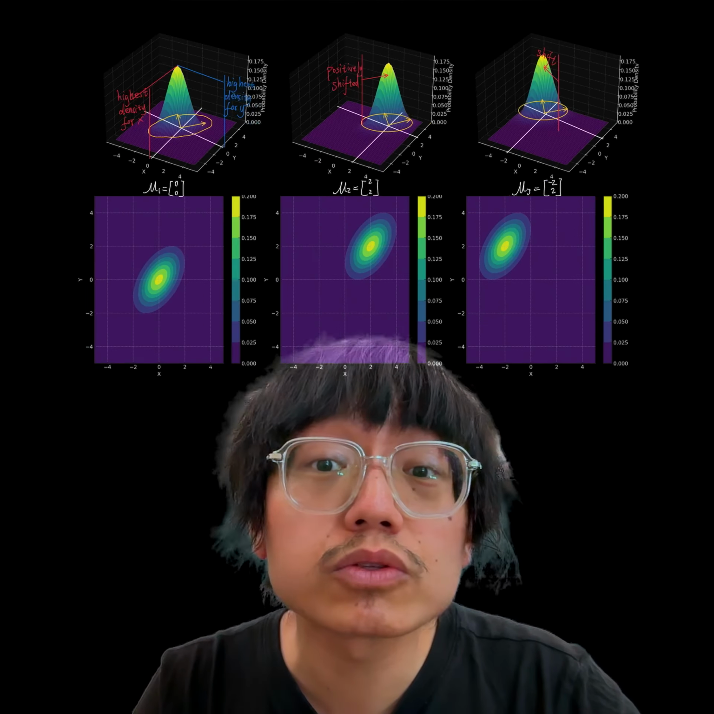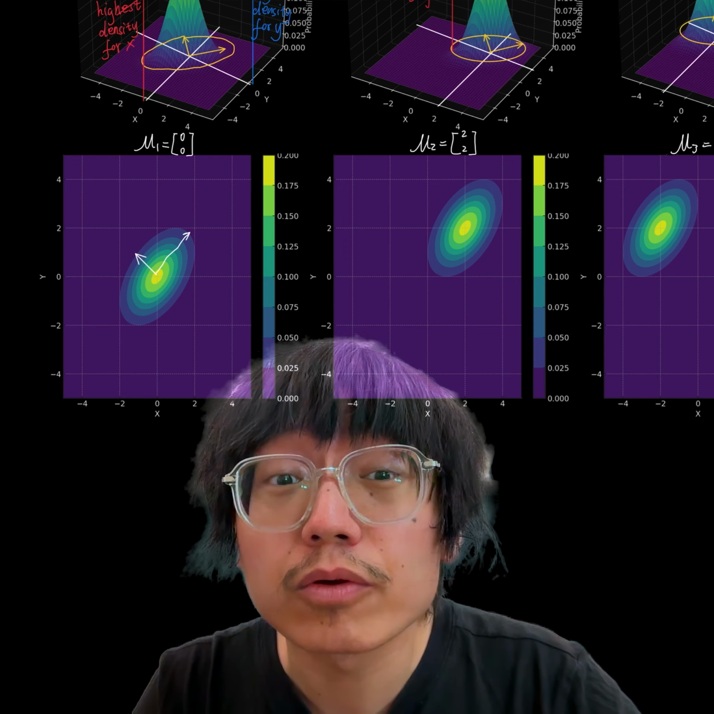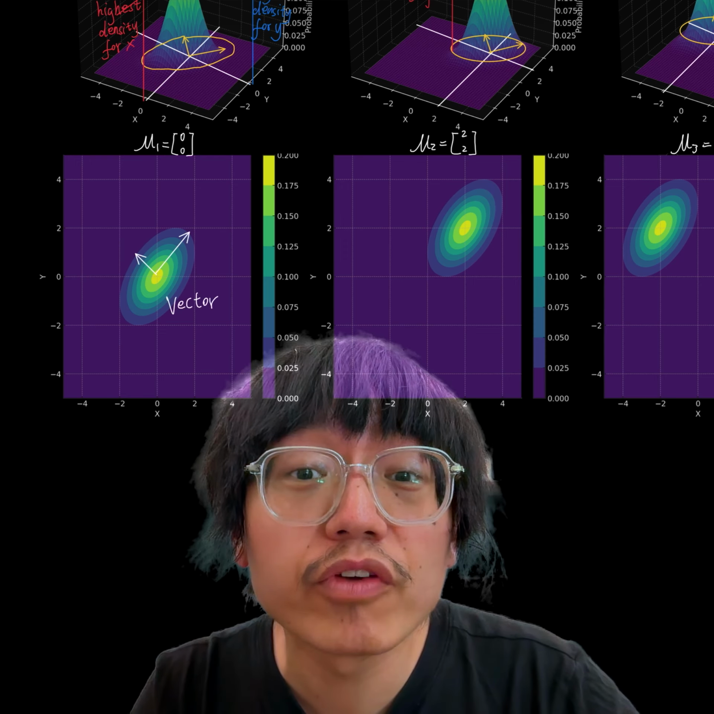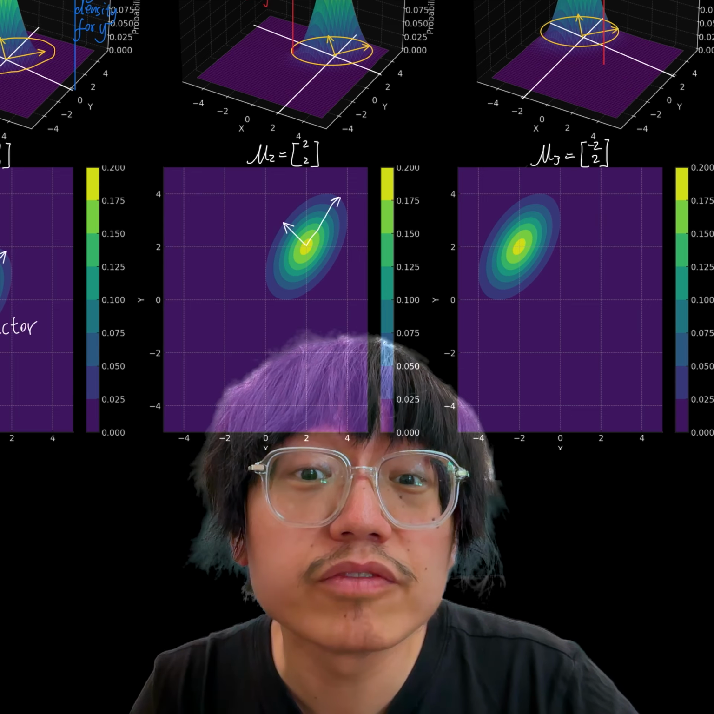The center of the contours shifts according to the mean vector. The ellipses formed by the contours reflect the covariance structure, notably the correlation between the variables, as indicated by the orientation of the ellipse.